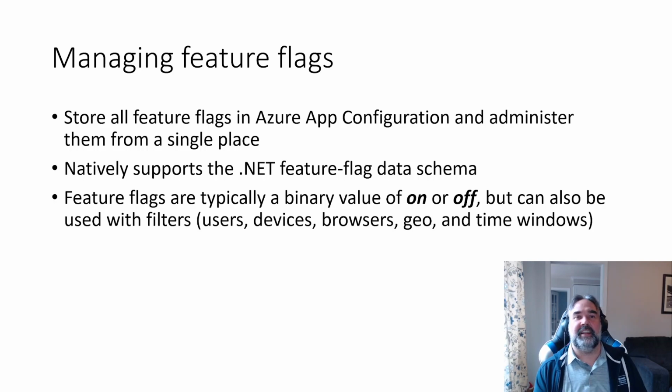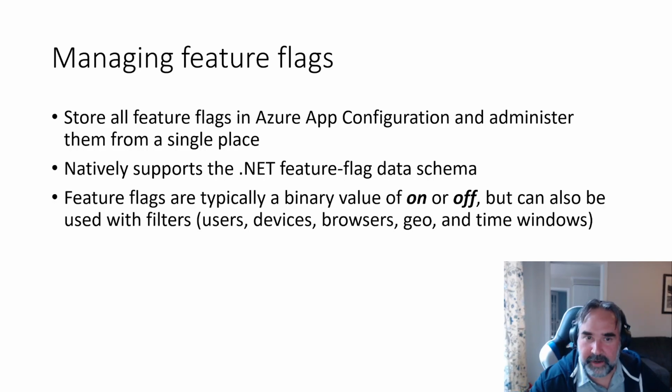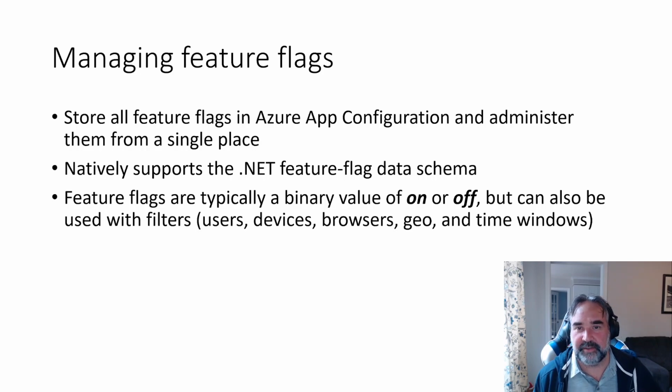I touched on it supporting feature flags, so it allows you to store all your feature flags in one central place. It supports the native .NET feature flag data schema. Feature flags are typically a binary value, which can be on or off. You can also use more advanced scenarios with filters, applying to users, devices, browsers, geo, time window. So it really allows you to do that A/B testing with this.